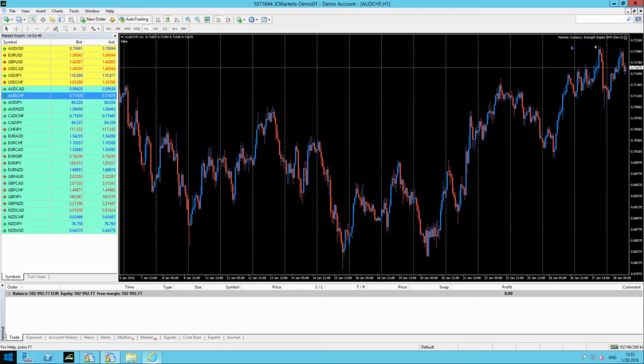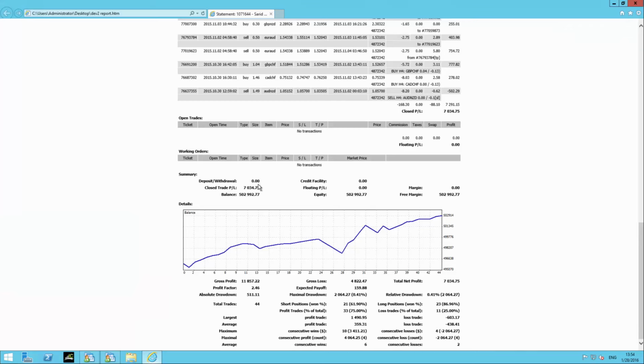The robot has been running 24 hours a day. I have not been taking any consideration of news, and despite that fact, I think the robot has done quite well. Let's have a quick look at some results. We can see here this is what things are looking like so far.